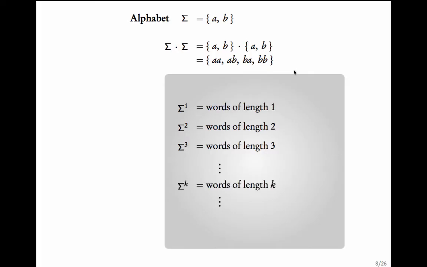Similarly, if you do sigma power k, that will denote the words of length k. You should just look at it as a notation. Sigma 1 is just denoting the words of length 1. Sigma 2 is denoting words of length 2. Sigma 3 is denoting words of length 3 and so on. For any k, sigma k will be words of this finite length k.